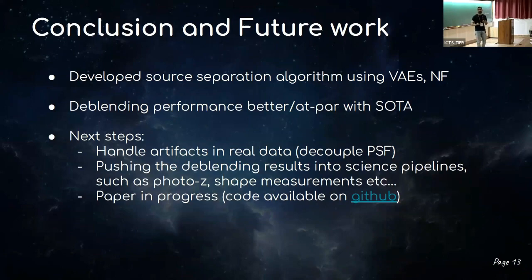But in the next steps, we want to push this into some science pipeline and see what effect it has on science. And also handle artifacts in the real data, such as decoupling the PSF. So far, I've assumed that the PSF is constant, and we have not tried to decouple. But we can envision a hierarchical model where the neural network is trying to predict the image of the galaxy, and we convolve the PSF on top of it.